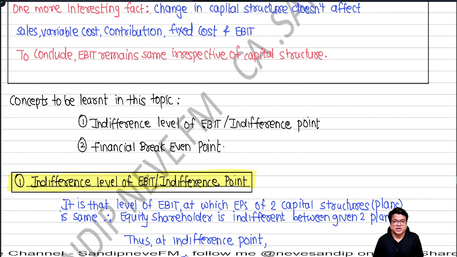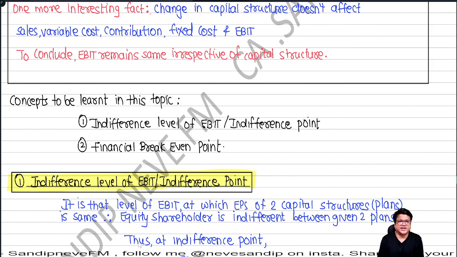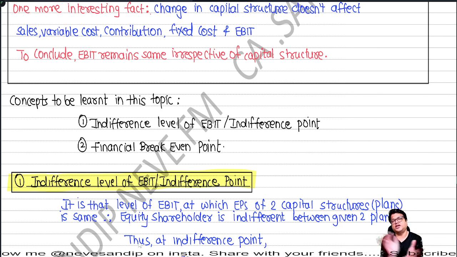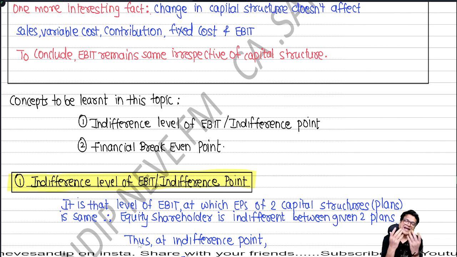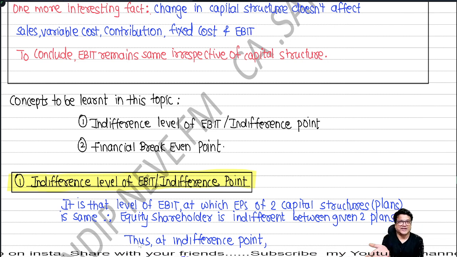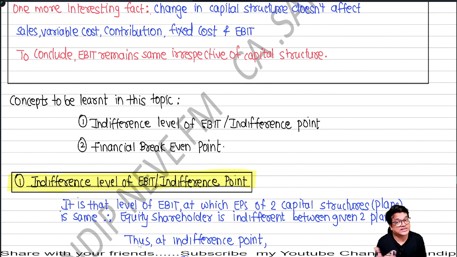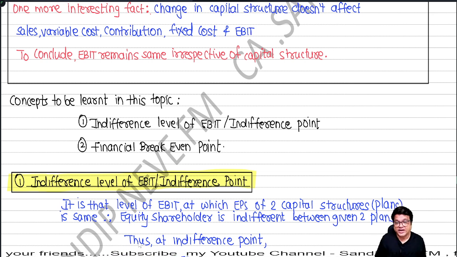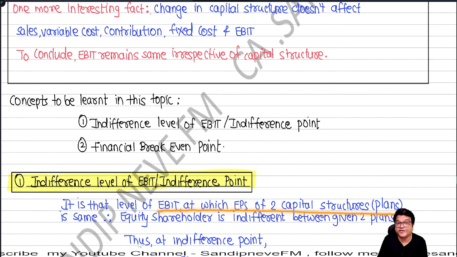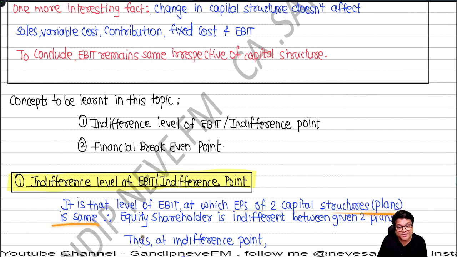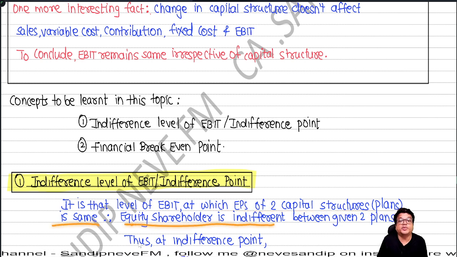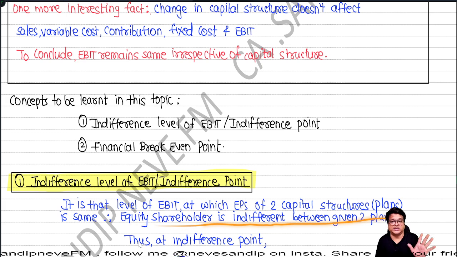But if you tell me, sir, I have two financial plans, two capital structures. One has an EPS of 10, the other also has an EPS of 10, sir. Which one to select? I will say, select any one. Both are giving me the same EPS. Exactly, indifferent. It is that level of EBIT at which the EPS of two capital structures or financial plans becomes the same, and therefore the equity shareholder is indifferent between the given two plans.